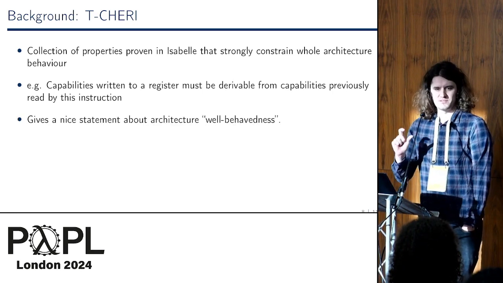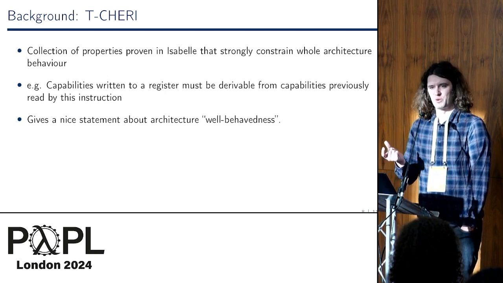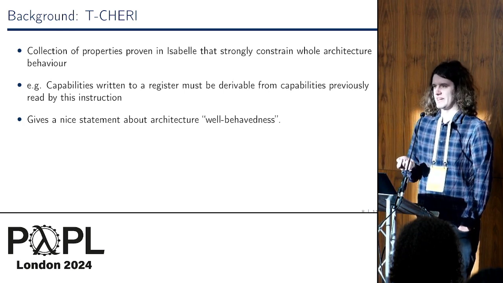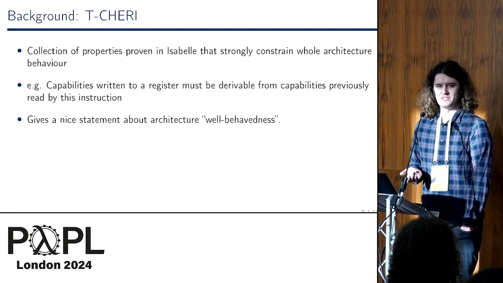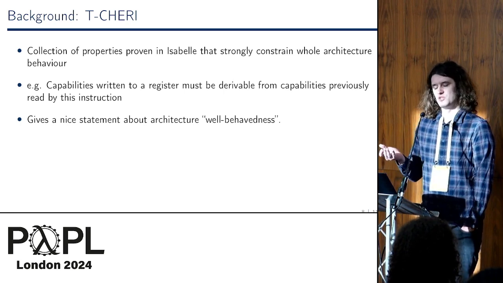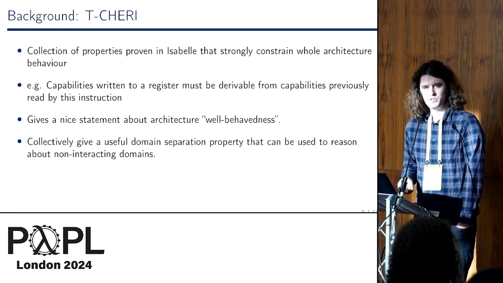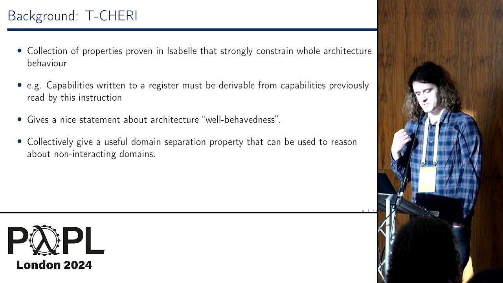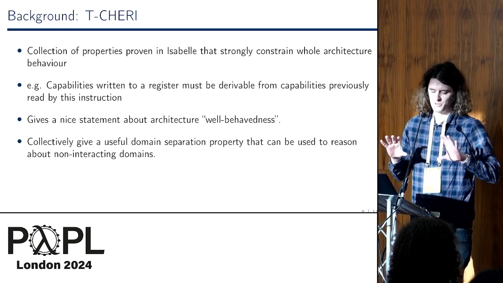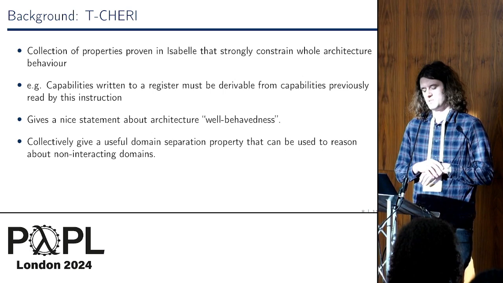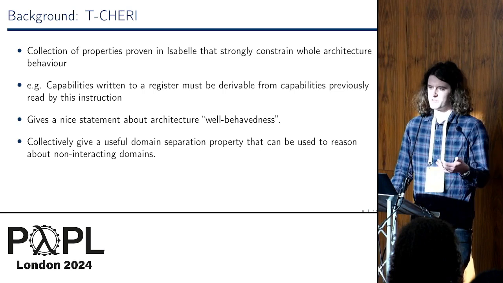Then we get two-ish things from T-cherry. One is a not super formally useful, but very satisfying property: these are all properties that, if you look at them intuitively, a capability architecture should satisfy. So it would be disappointing if Morello didn't, and it's good that we can see that it does. But it's not immediately obvious that you can use them in a larger formal proof nicely. If you compose them all together, you get one quite nice property, which is a domain separation property that says if you have a bunch of non-interacting domains, and you set them up to not interact quite carefully, you can reason about them separately. But if they interact, this property doesn't work, because T-cherry only reasons up to domain transitions.